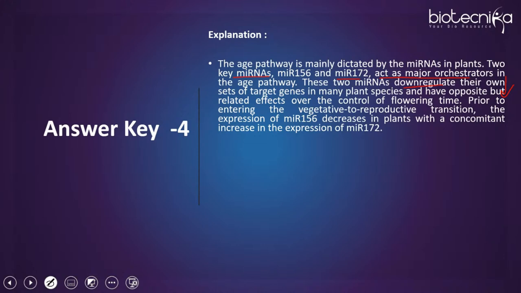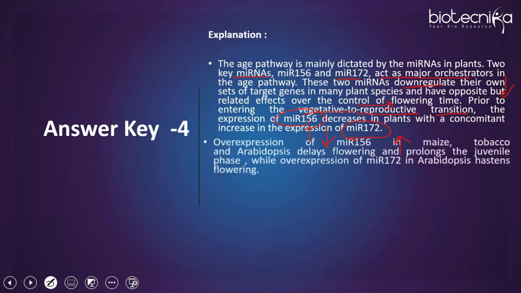So when it enters from vegetative to reproductive transition, initially MIR-156 will be high, but when it goes towards flowering, it will decrease. And as it decreases, MIR-172 will increase. Mahima, that's right. Very good.